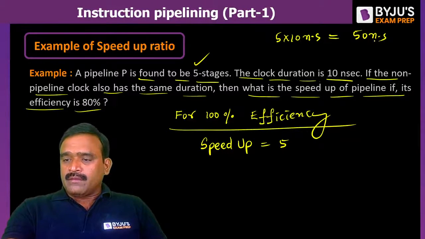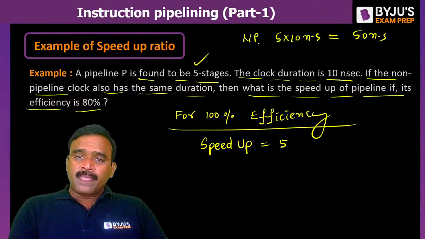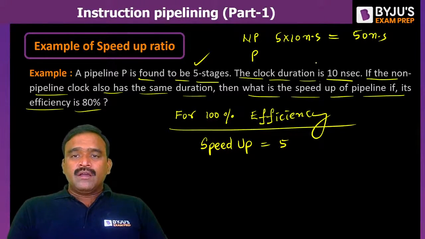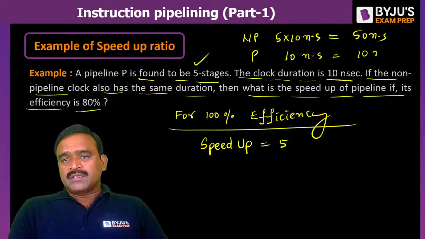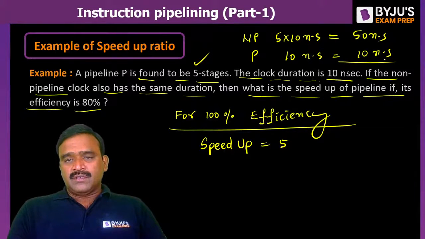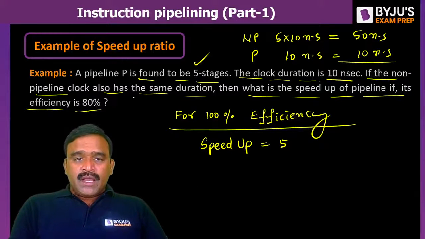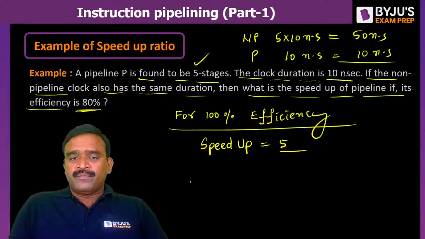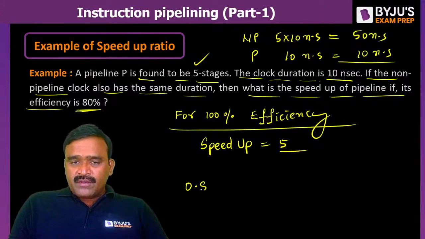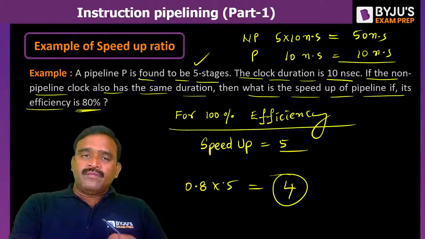Are you following? Yes or no? One instruction execution time is 50 nanoseconds in the NP, non-pipelining system. In the pipelining system, it is only 10 nanoseconds, one cycle, all overlapped. So 50 divided by 10 is 5, and buffer delay is also negligible for 100% efficiency. But actually the efficiency is only 80%, so it is simply 80% of 5. So the actual speed up is 0.8 into 5, which is nothing but 4. So 4 is the speed up for 80% efficiency.